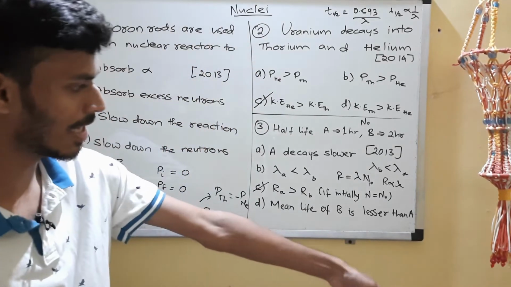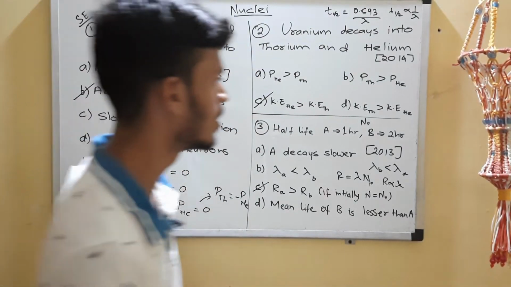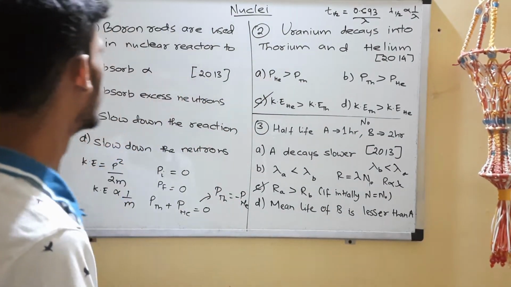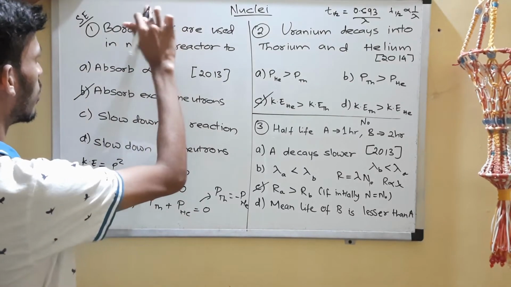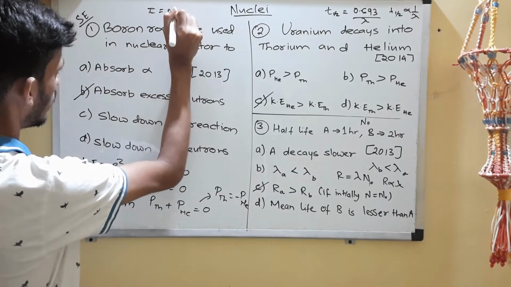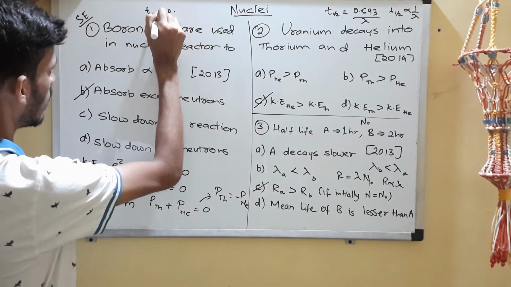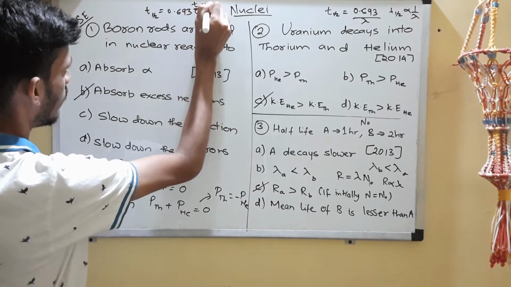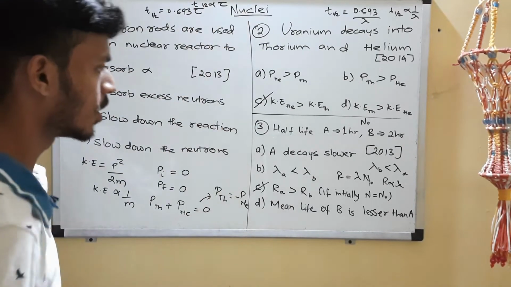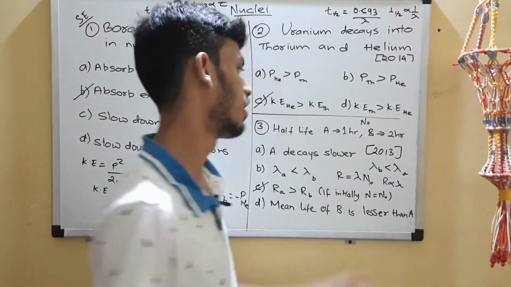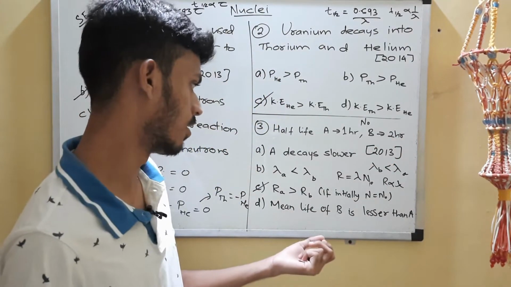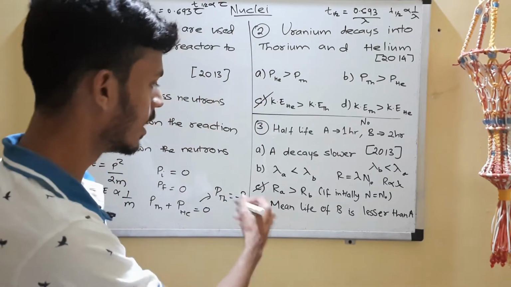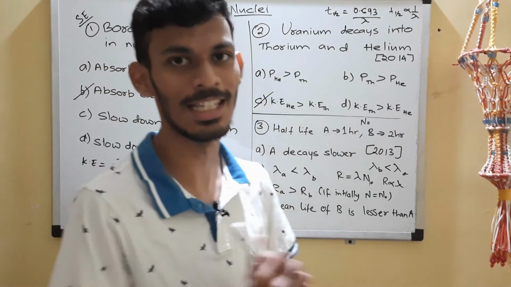Mean life of B is less than A. Of course not, because mean life and half-life are directly proportional. You can see that T half is 0.693 times your mean life. Basically your half-life and mean life are directly proportional. So higher half-life means higher mean life. So mean life of B should be more, not less. So again D is also incorrect. Only correct option is option C.